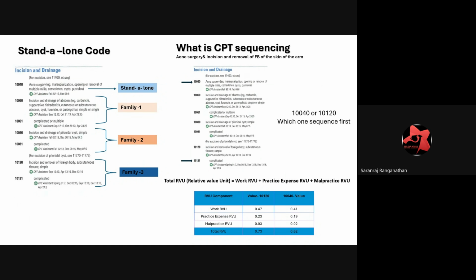On what basis will I be able to decide? Look down: 0.73 for 10121 and 0.62 for 10040. Even though 10040 comes first in the hierarchy, as the primary, the RVU value is more for 10121. So I'll be coding 10121 as the primary CPT. Okay, that is how the sequencing is decided.